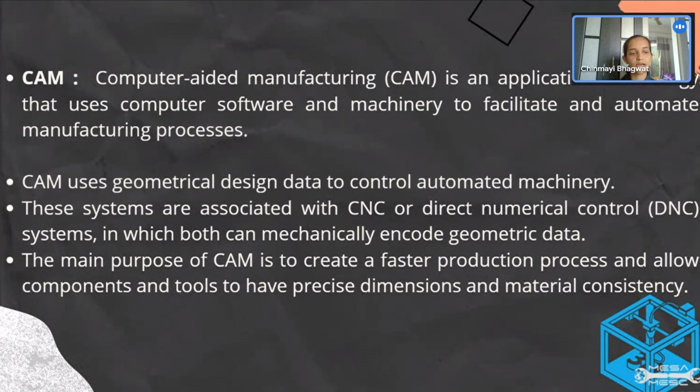CAM converts the past conventional machinery into new computer-controlled automated machinery. This happens through CNC, that is computer numeric control, or DNC, that is direct numerical control systems. If we put a certain CAD model in CAM, the CAM software converts all the geometric data, encodes it, and creates a real-life model through the machineries. The main purpose of CAM is faster production. Due to fewer human errors, all the components have precise dimensions, and also material consistency.